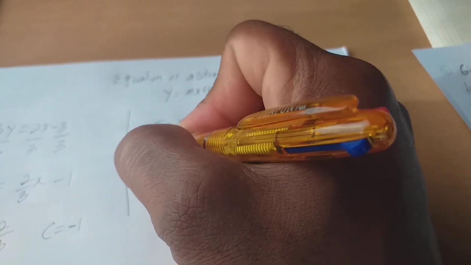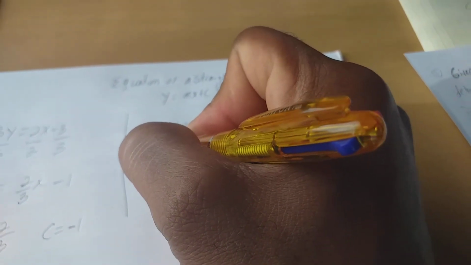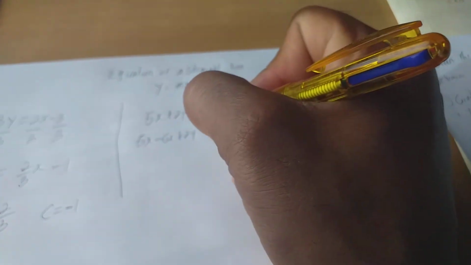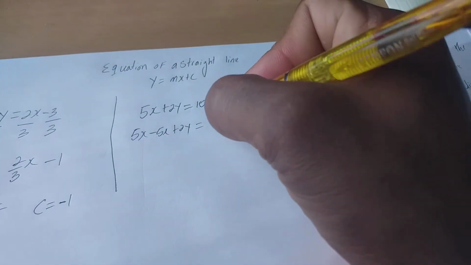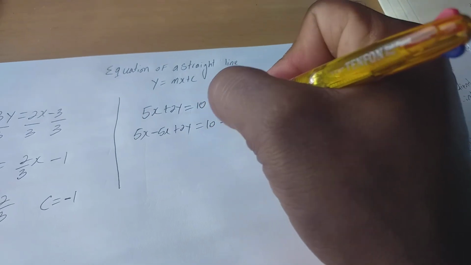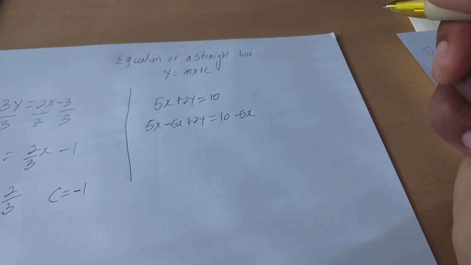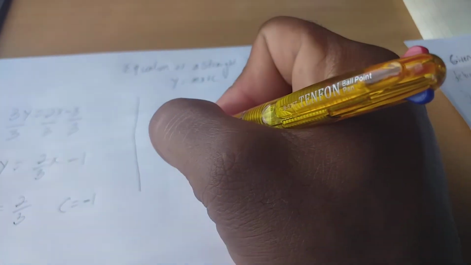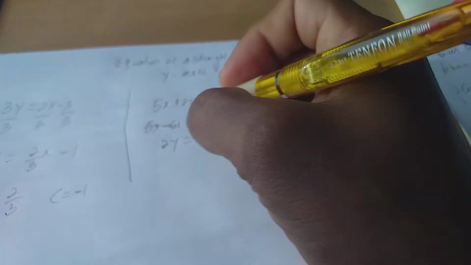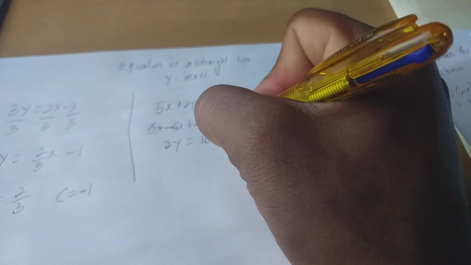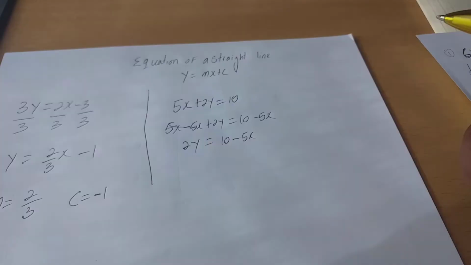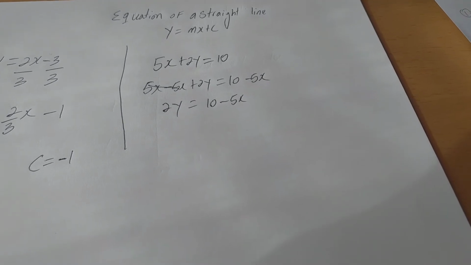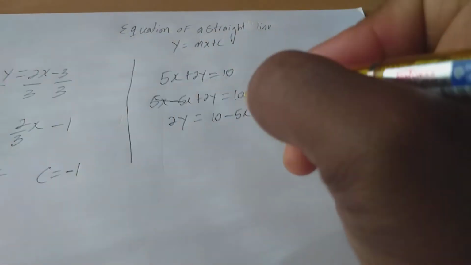So to reverse this, I reverse the addition of 5x since I want to have y by itself. And what I do to one side, I do to the other side. So I will also subtract 5x from the other side. This will cancel out, giving me 2y is equal to 10 minus 5x. I am still not finished yet. I currently have 2y is equal to 10 minus 5x.